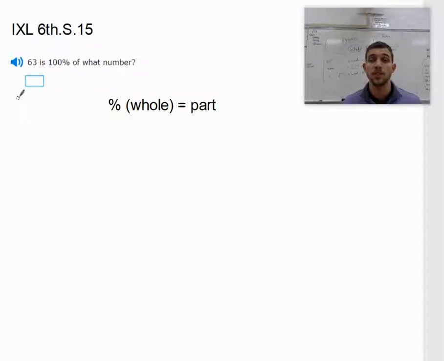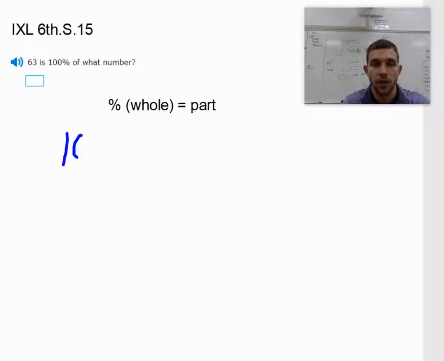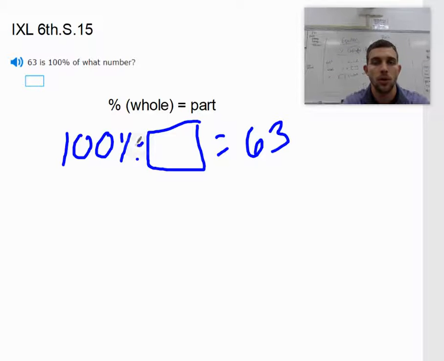The next problem says 63 is 100% of what number? So again, we're setting it up. It gives us the percent, that's 100%. It gives us the part, which is 63, and asks what's the whole? And you should know 100% of anything is just the whole thing. So 100% of 63 is 63.